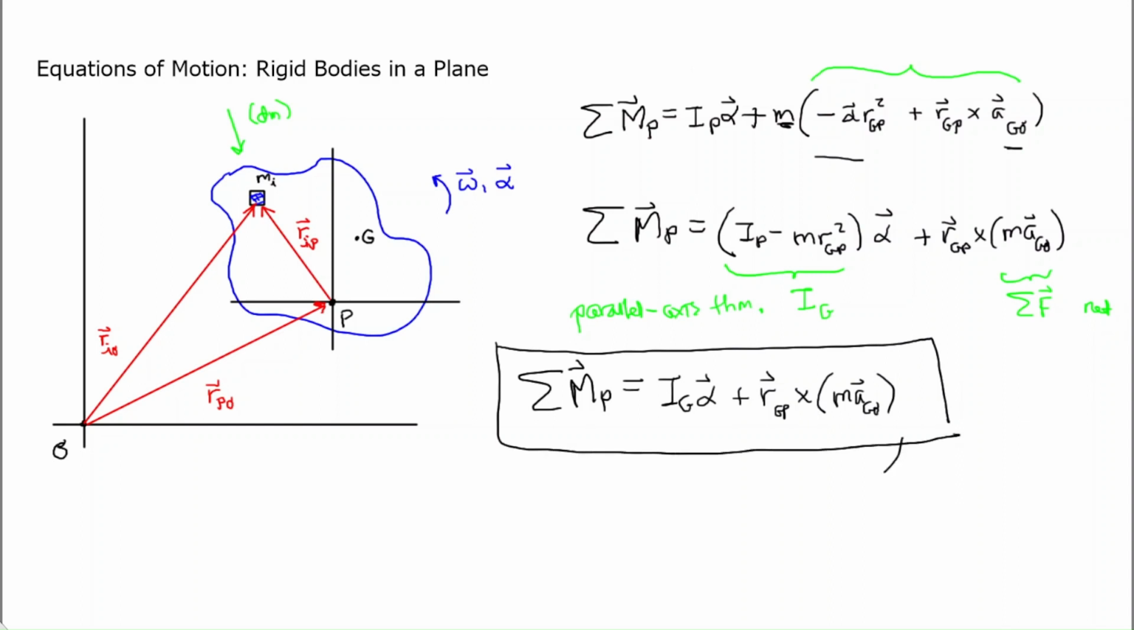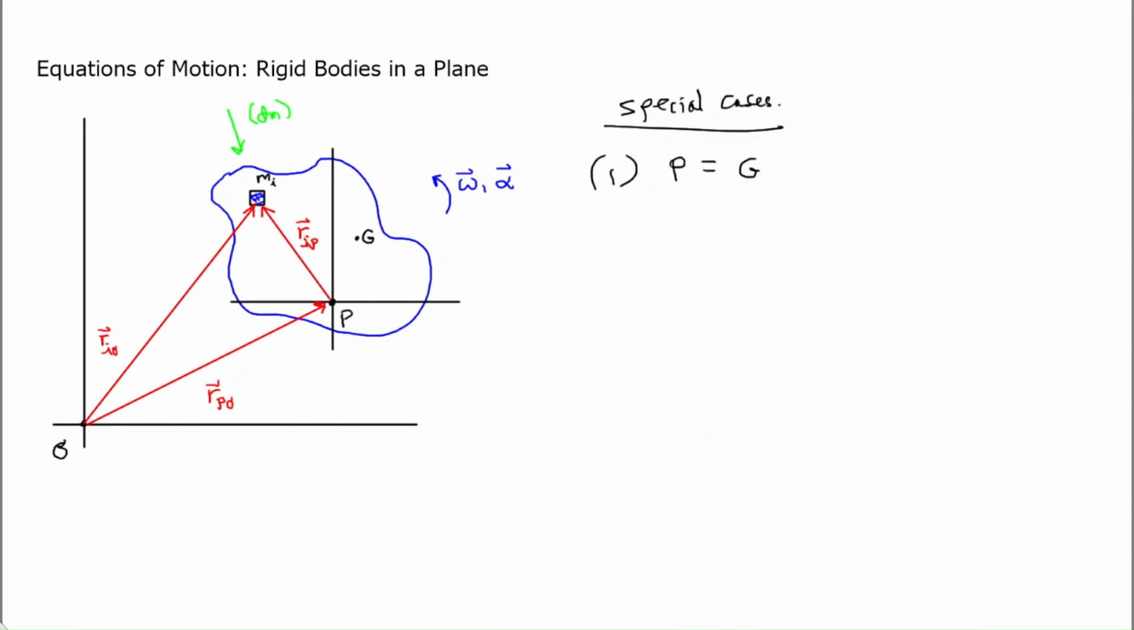Okay, this is the most general equation you can have for the sum of moments of a rigid body executing motion in a plane. Now, there are a couple of special cases which I'll talk about next. Okay, there are a couple of special cases I'll go through fairly quickly here.